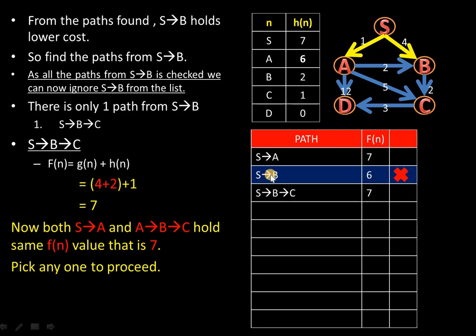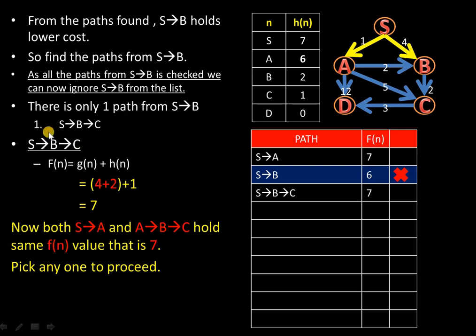When I have considered s to b as the lowest cost path, then I am considering the subpaths of s to b, that is s to b to c. So how could I find the function value of s to b to c? Let's check. F of n is equal to g of n plus h of n. And what is g of n? G of n means the cost of reaching from s to b to c.